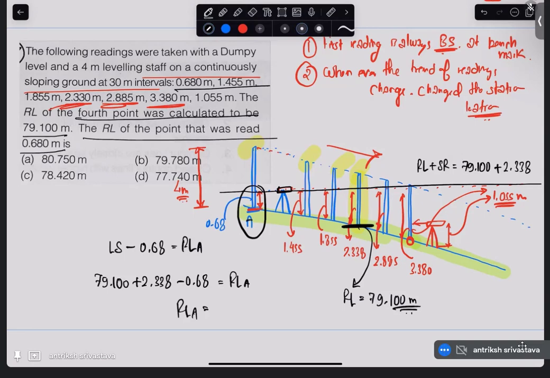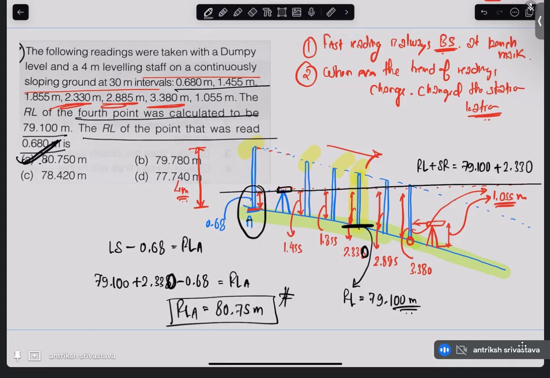So 2.338, oh yeah, my fault actually. This is 2.338. So the answer for this question is going to be 80.75 meters. So option A is correct.